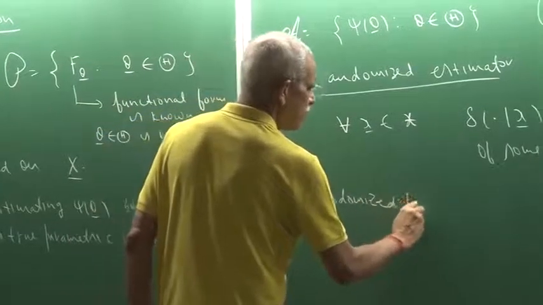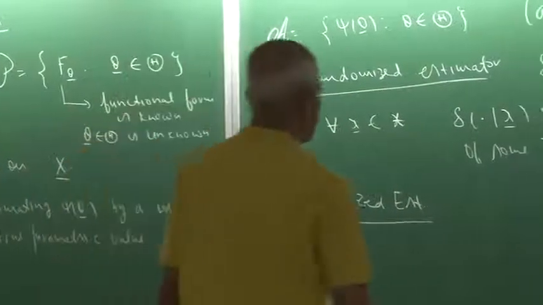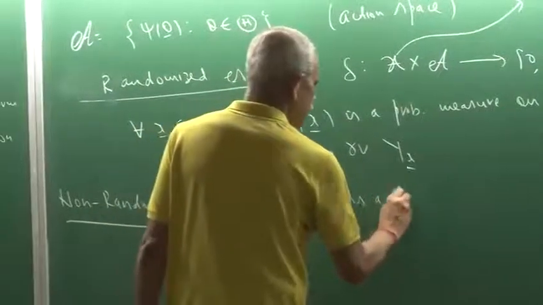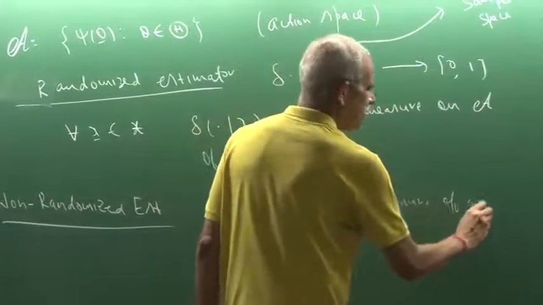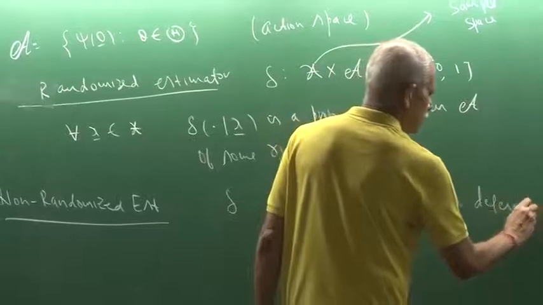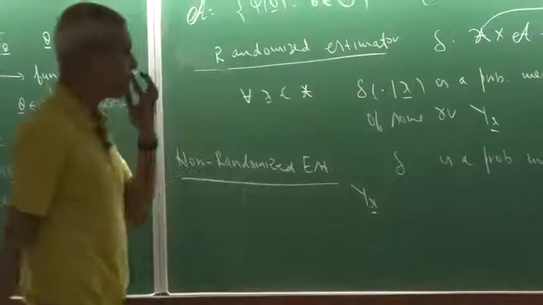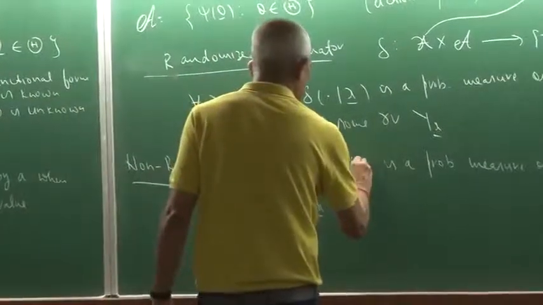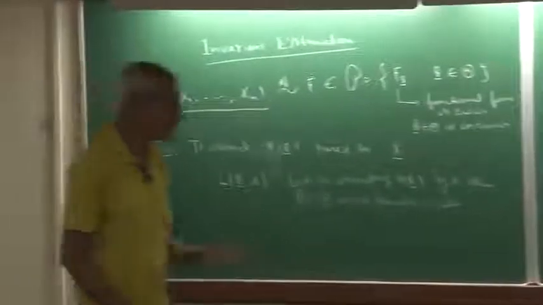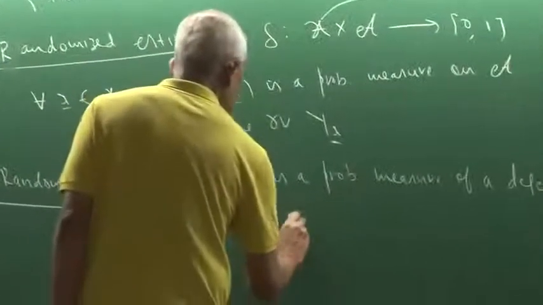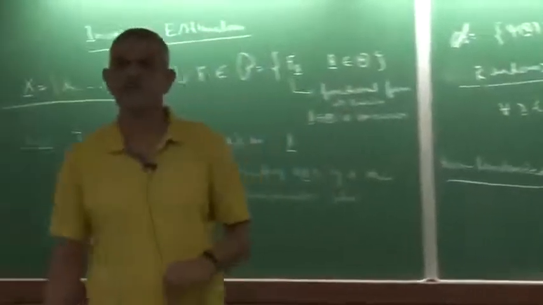A non-randomized estimator is a particular case of a randomized estimator where delta is a probability measure of a degenerate random variable Yx. So you can write down that this is a probability measure for every x. So delta dot x is a probability measure of a degenerate random variable Yx. What does that mean? That is, for every x belonging to the sample space, Yx takes only one value with probability 1.